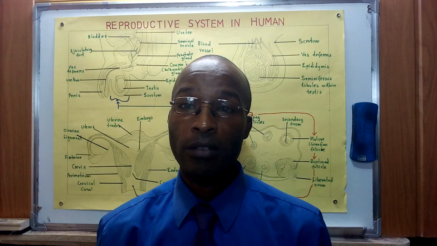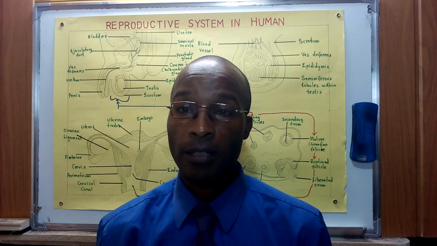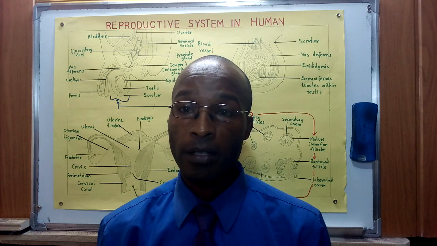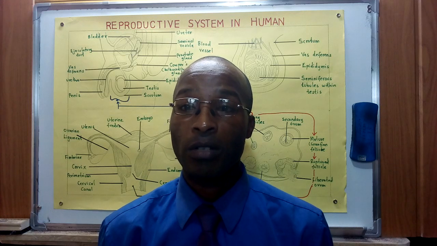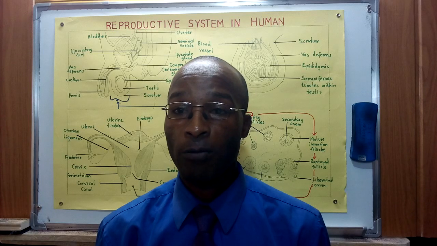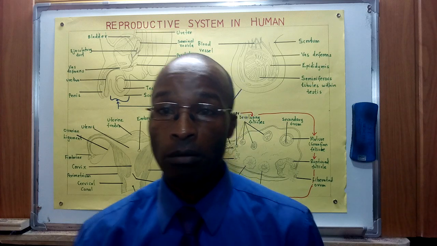I'm going to use the illustration on the board that I've given in order to explain the various parts of the human reproductive system. Today we're going to emphasize the male reproductive system, and in our next video we're going to see how, in conjunction with the female reproductive system, they facilitate this process of reproduction. So without further ado, thank you and welcome.